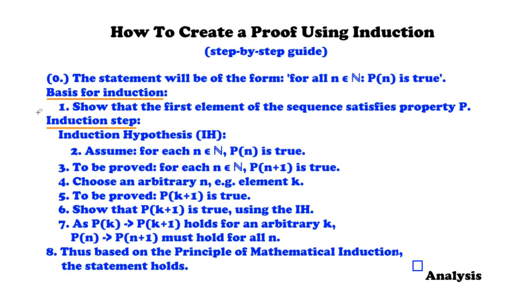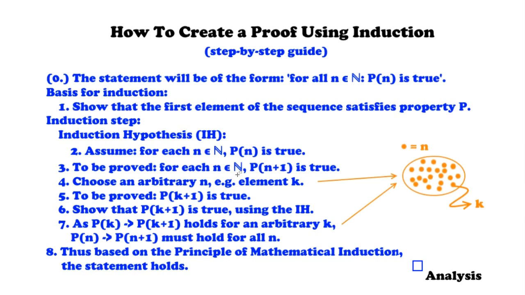Then we move on to the induction step, starting with the induction hypothesis, in which we assume that for each n in the natural numbers, P(n) is true. What we then have to prove is that for each n in the natural numbers, P(n plus 1) is true. So we assume that each n contains some property P, but we now need to prove that the next element next to n satisfies this property as well. In order to do that, we cannot just reason about n, because we're talking about for each n. Therefore, we have to choose an arbitrary n, and this has to do with the following.